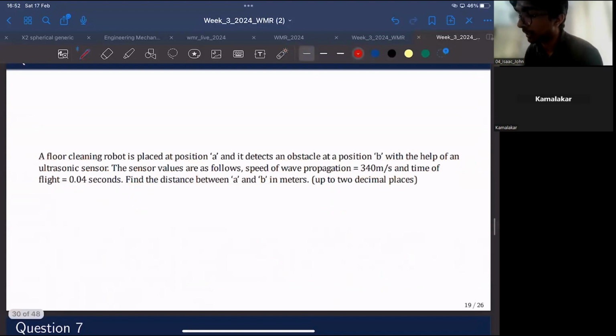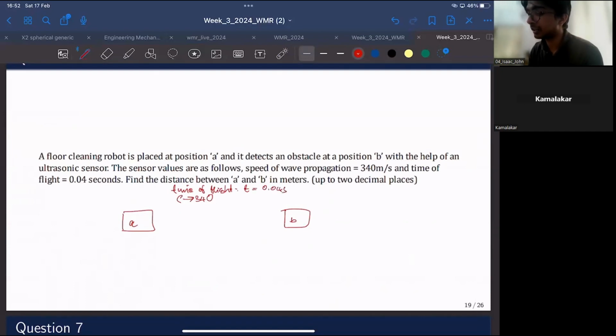So you have a robot placed at position A, and there is an obstacle at position B, right? And the speed of sound C is 340 meters per second, and the time of flight T is maybe 0.04 seconds. So then what is the distance between A and B?